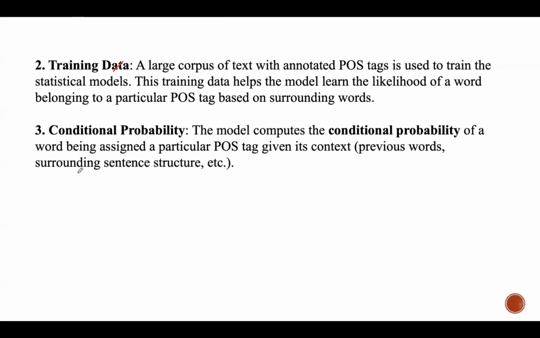And the third one is conditional probability. Here the model uses the context of a word, that means either the previous words or surrounding words of that particular word, and then based on that the model computes the conditional probability of that word.